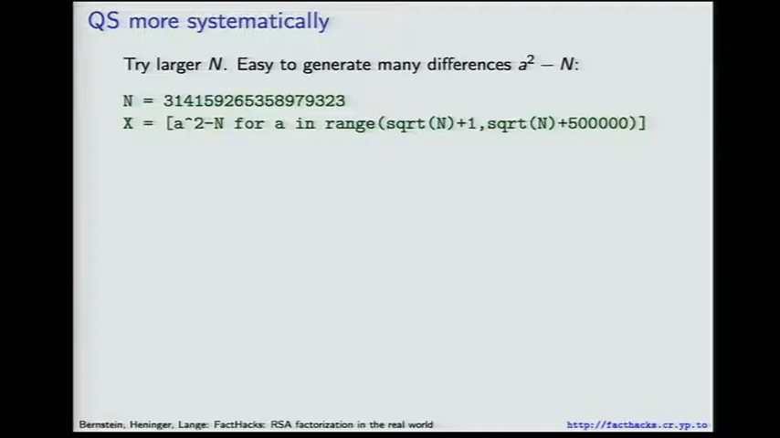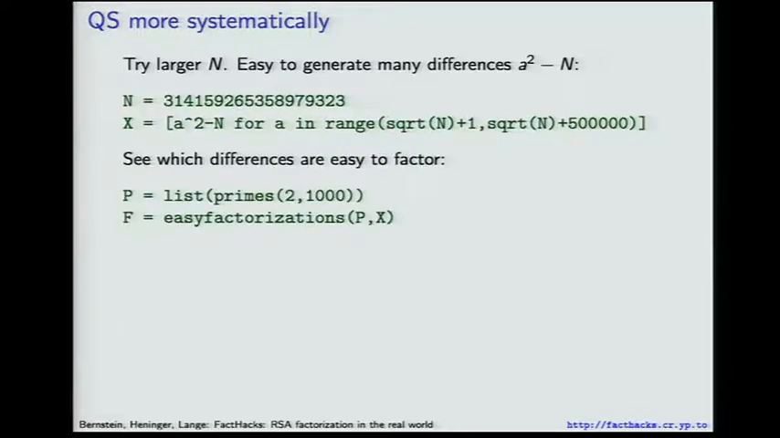You take a bunch of a squared minus n, and let's make a list of those, call it x, and you can see the range there is up to 500,000 numbers. So it's a pretty big list we're talking about. Then search through those elements, those differences a squared minus n, to see which ones have easy factorizations.